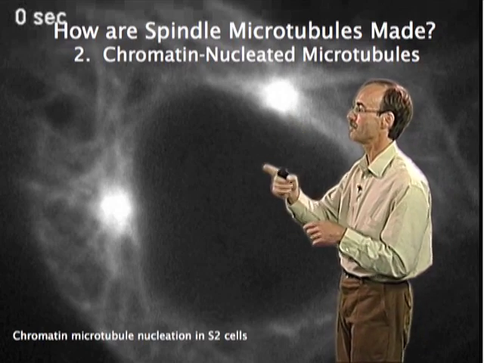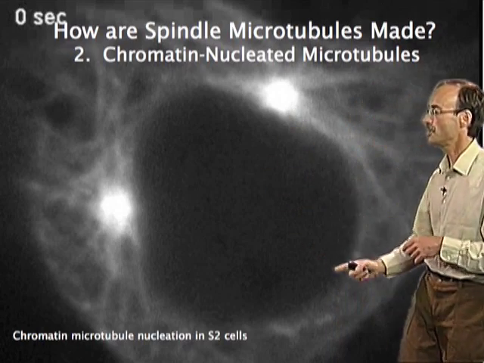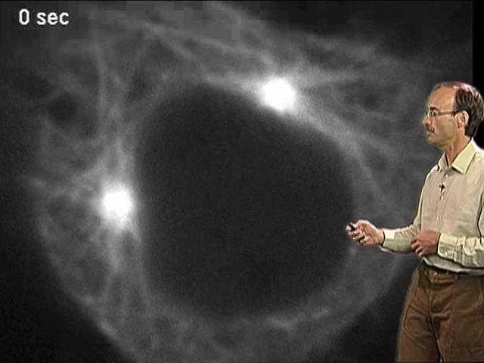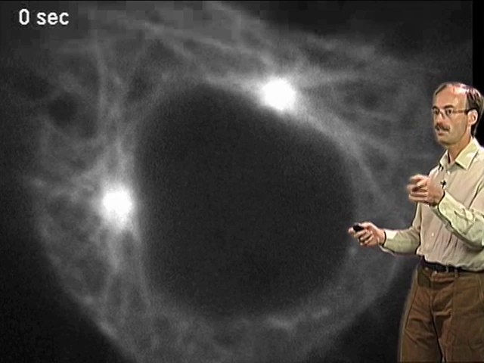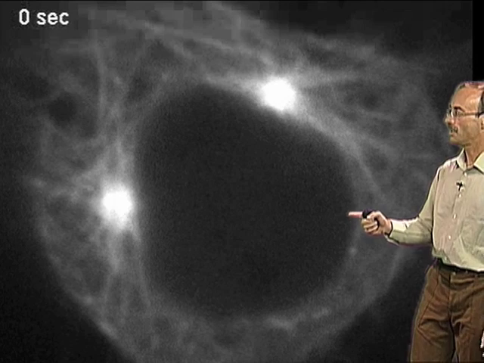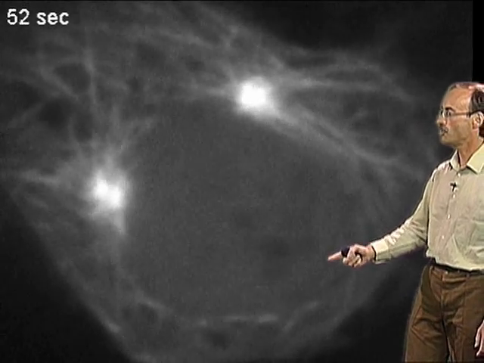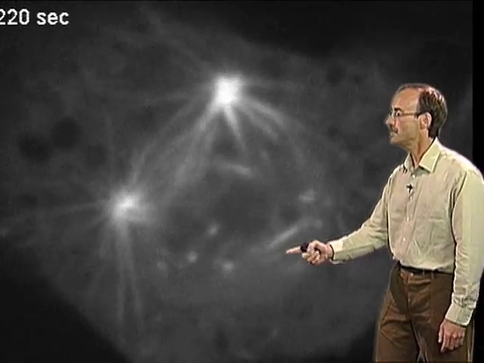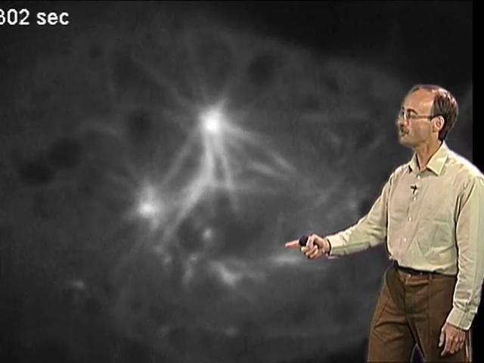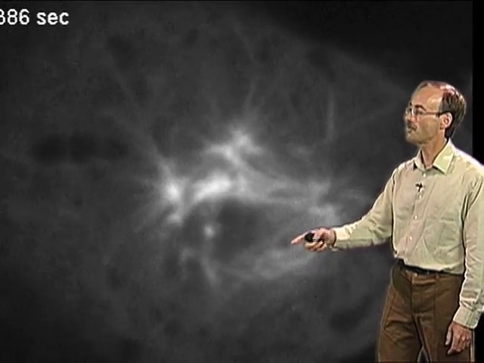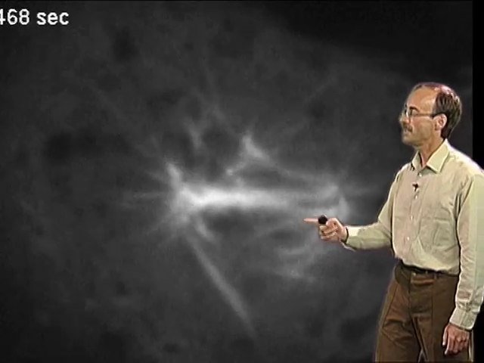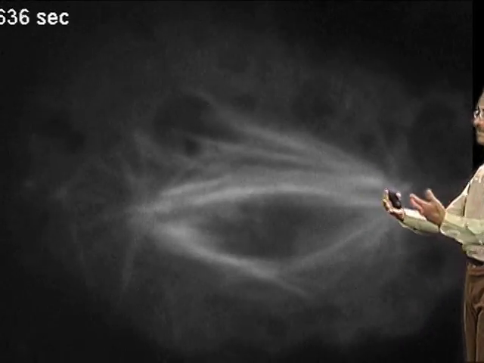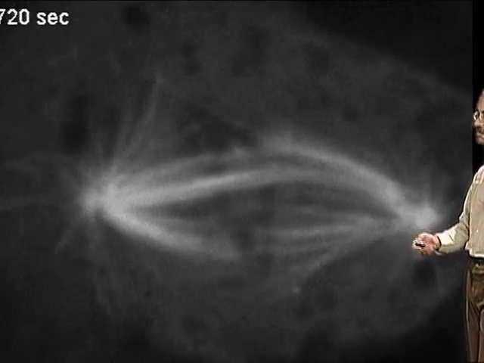I'm showing you the centrosomes here. Here is the nucleus, and you'll notice right at nuclear envelope breakdown, right over here, you can see chromosomes, these dark bodies, and then you can see these flashes of new microtubule growth right around these chromosomes. And then these chromatin-mediated microtubules are integrated into the body of the spindle.